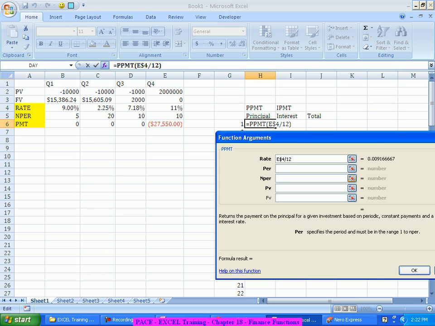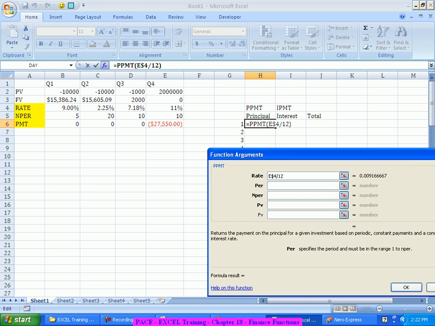The period will be this one. For the first month, what is the principal? For the first month, what is the interest? That is the period. So if I drag it, it will become 2, 3, 4, 5 like that. Then similarly, NPER is the number of periods. This number multiplied by 12 because I want it in monthly form. Again here also I will put the dollar.